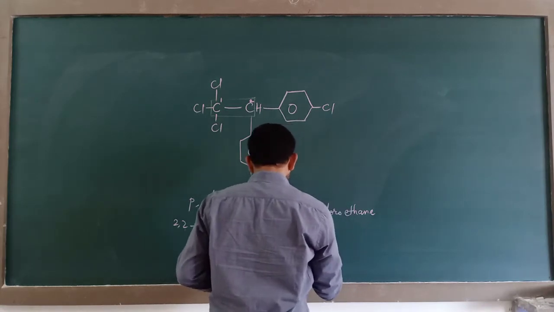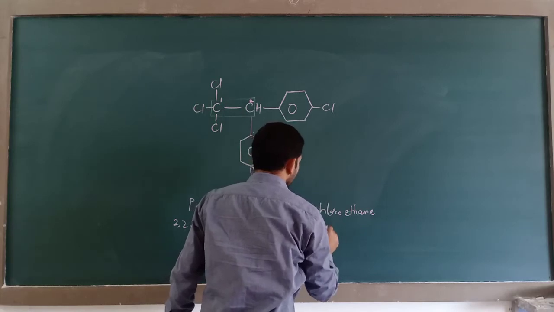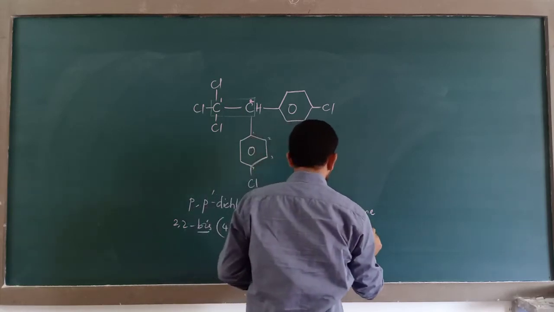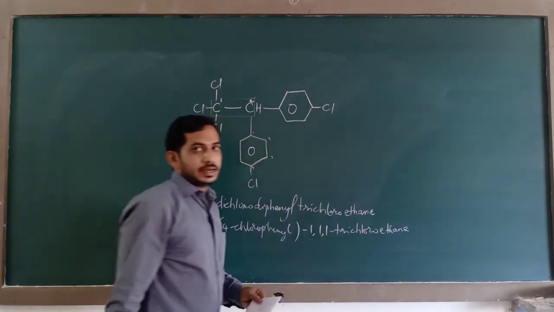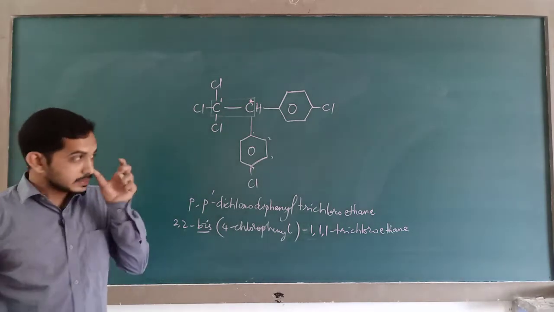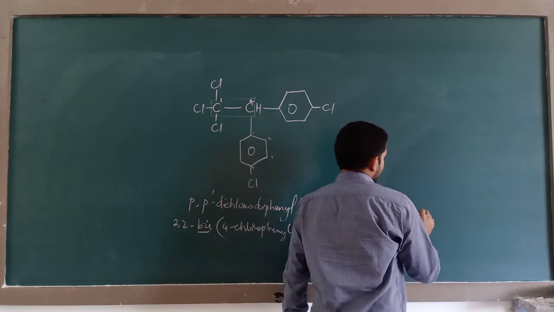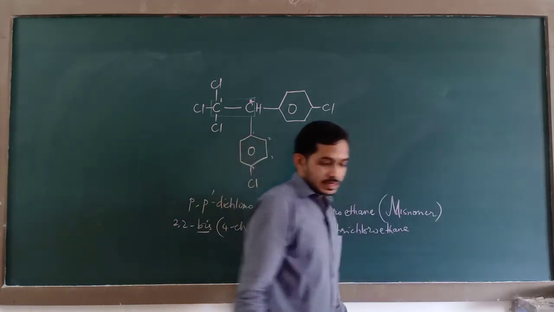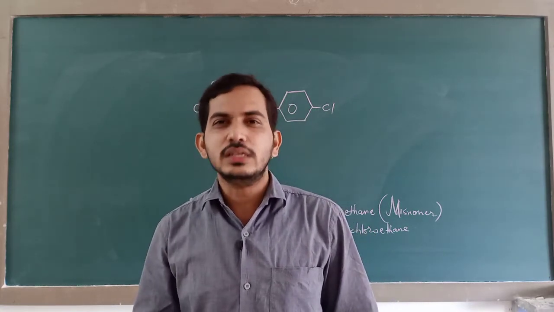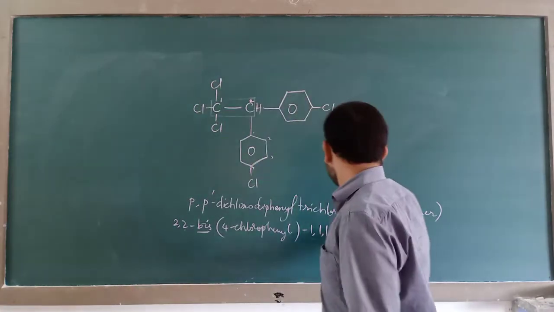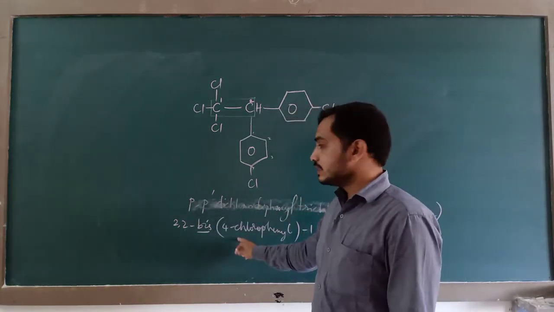Then on the first carbon you have 3 chlorine, 1,1,1 trichloro ethane. This is another name. Now out of these two names, the first name is considered as a misnomer. Misnomer means it is a name that we commonly use, but it is not to be called the correct name. It is a common name or a trivial name. So this cannot be the IUPAC name. Understood? Then this is the IUPAC name.